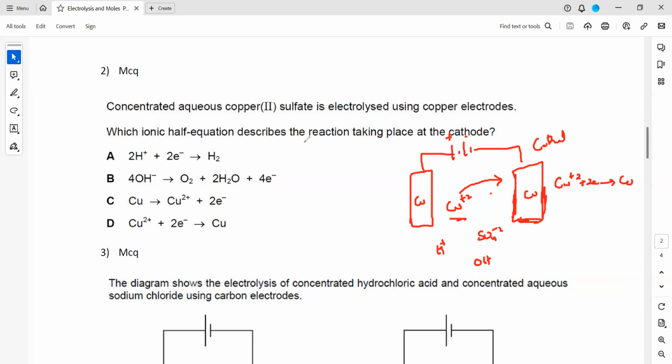So which ionic half equation describes the reaction that takes place at the cathode? The copper ions from the electrolyte are attracted towards the cathode, and they take those electrons from the cathode and turn into copper atoms. So D should be the right answer.